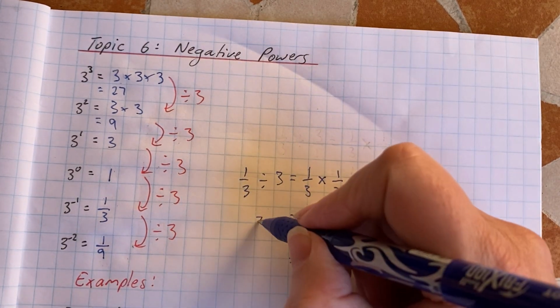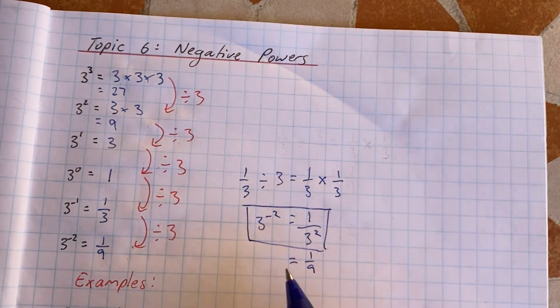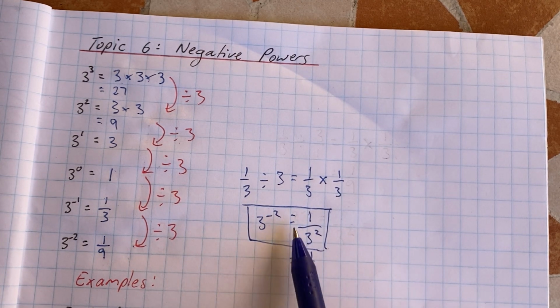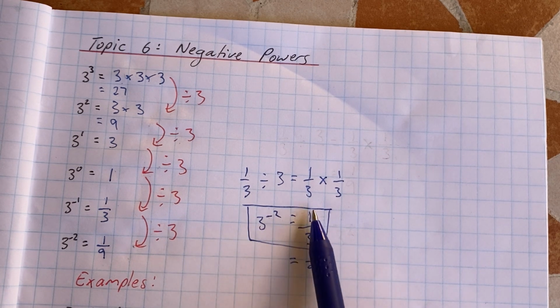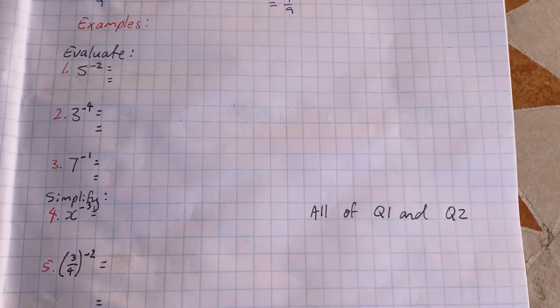Okay, so one thing we could write on this line is that little rule there. 3 to the negative 2 is the same as 1 over 3 squared. Okay, so negative power means flip it upside down. Instead of 3 over 1, we get 1 over 3. So let's look at some examples of that.